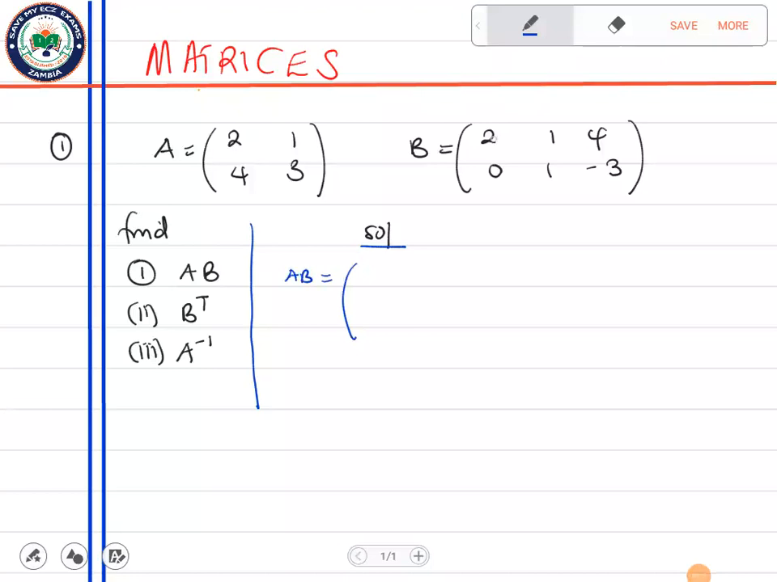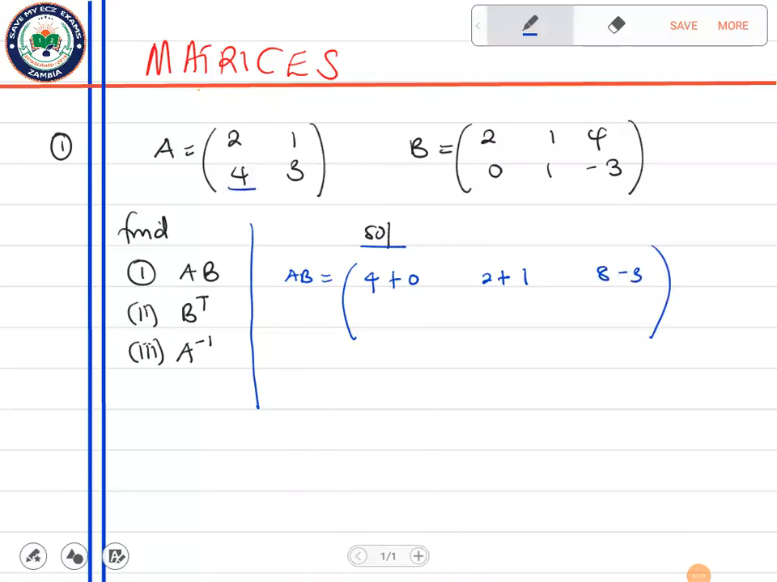I'll do this. So 2 multiplied by 2, you get 4, plus 1 times 0, you get 0. That's how you multiply. Next, 2 times 1, you get 2, plus 1 times 1, you get 1. Next is 2 times 4, which is 8, and 1 times negative 3, we get negative 3. You close. You are done for that row.